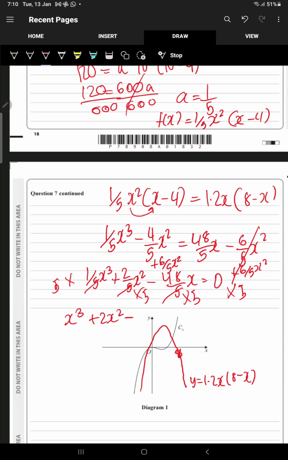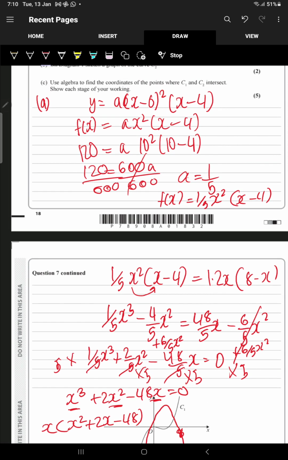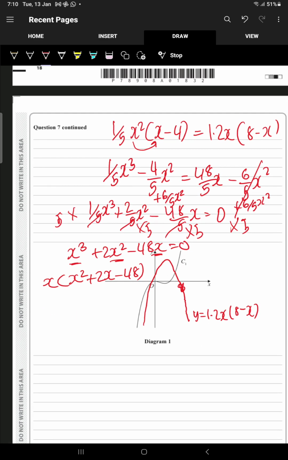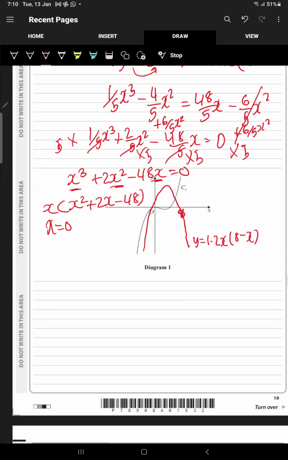Alright, so this is a cubic equation and we have a common factor of x. So we can take the x out, and we have x squared plus 2x minus 48. Whenever these are points of intersection, we have to set the equations equal to each other. Right, so we can say that x is equal to 0, and we need to solve this quadratic equation as well, set equal to 0.